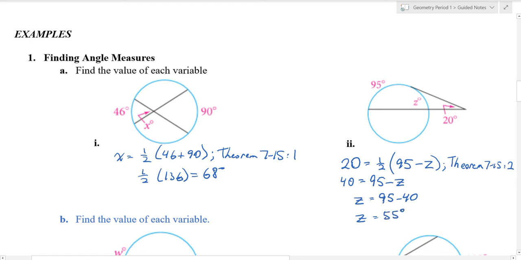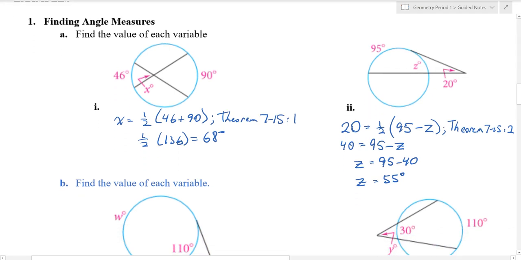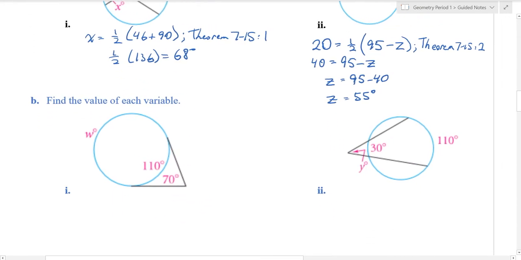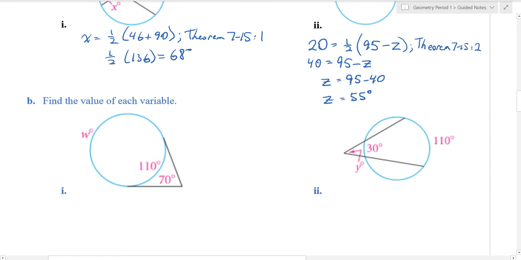And that's what we get. All right, part B has 2 of them. So still, you're going to have to find the value of each variable. You have 1 and 2. So give this one a shot. Pause the video and see if you get the same answer that I get. Good luck.